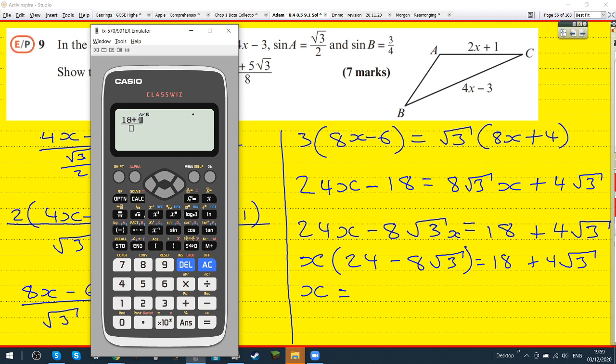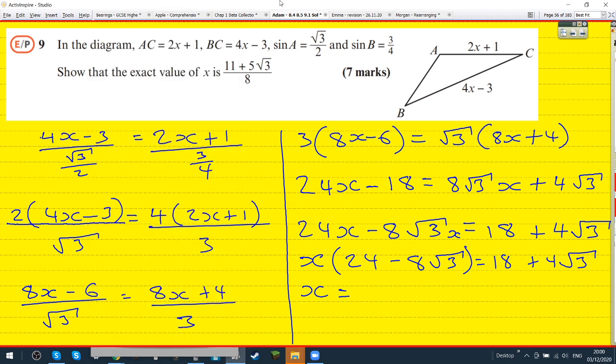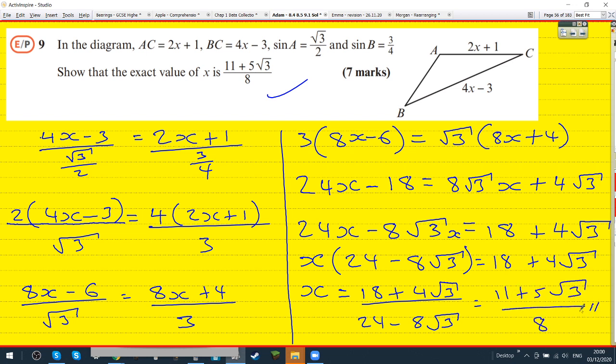Better you just write it down. I was just verifying our answer. (11 plus 5 square root 3) over 8. So that's what we were supposed to get. But basically, (18 plus 4 root 3) over (24 minus 8 root 3), and that is equal to (11 plus 5 root 3) over 8. So for this one, we had to show that, and so you had to do it step by step.